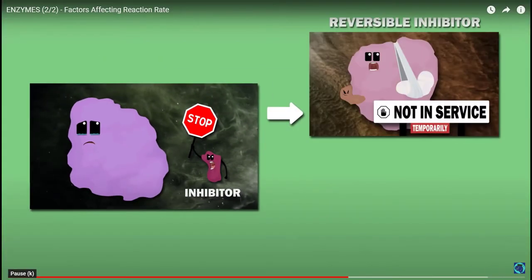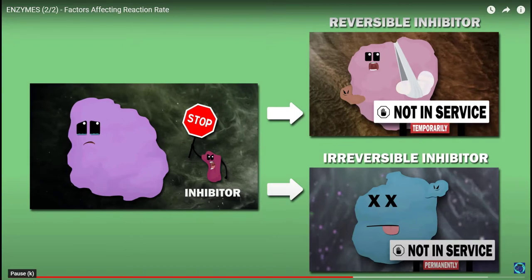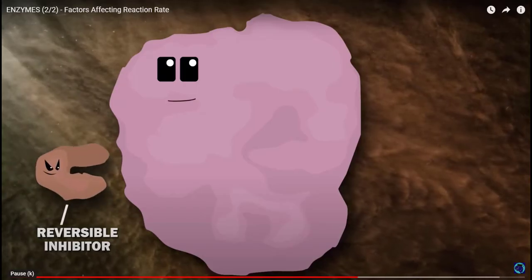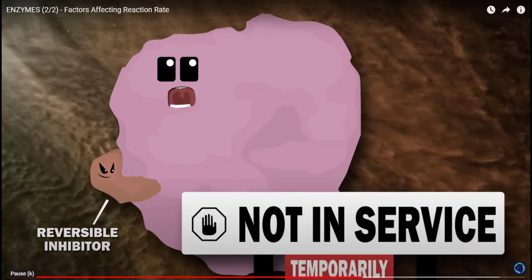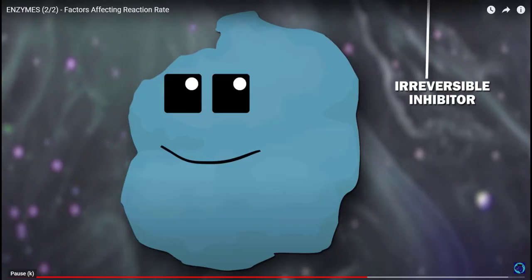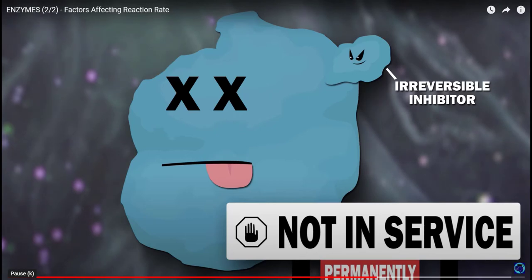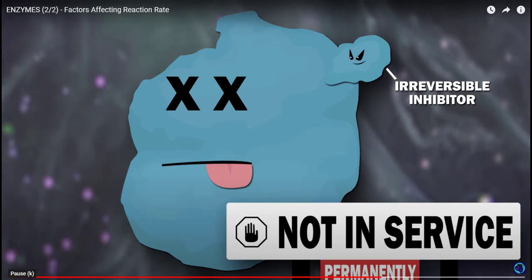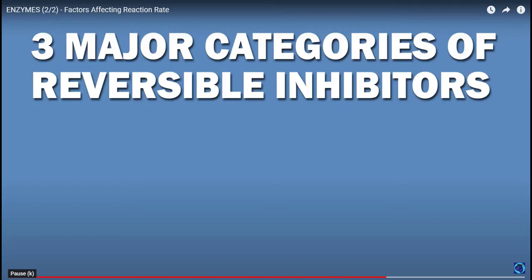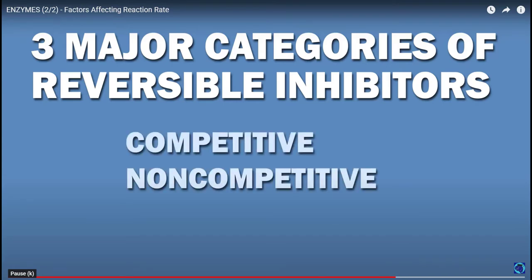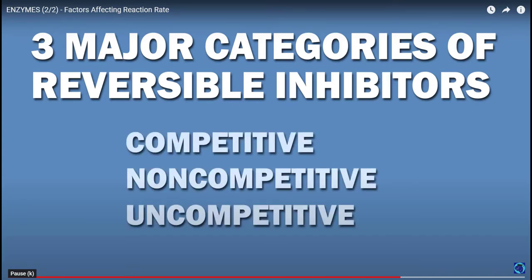Inhibitors can interact either reversibly or irreversibly with enzymes. Reversible inhibitors interact non-covalently with enzymes. Irreversible inhibitors usually associate with the enzyme through covalent interactions, and so decrease the concentration of active enzyme. There are three major categories of reversible inhibitors: competitive, non-competitive, and uncompetitive.